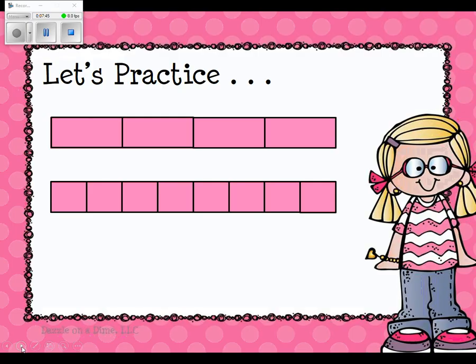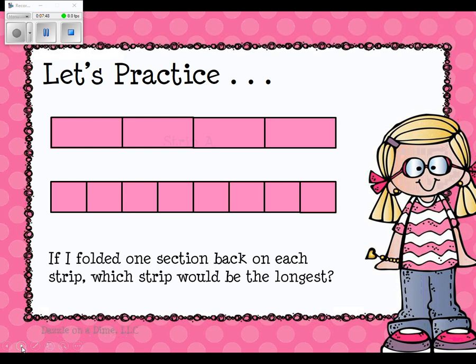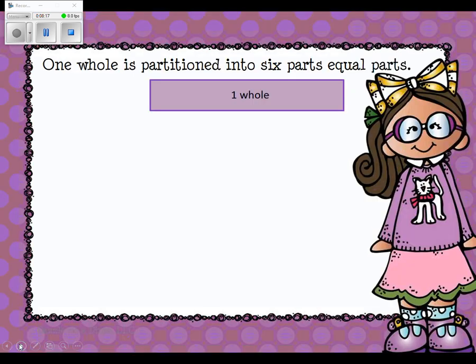And there's those fraction strips. If you fold one strip back on each one, which one would be the longest, A or B? And you're going to write that on the line. Notice that A is divided into 4 parts. This B is divided into 8 parts. So if I fold this part back and I fold this part back, this one's going to end here and this one's going to end here. Which one would be the longest? Write that on the line. And that is it for today.